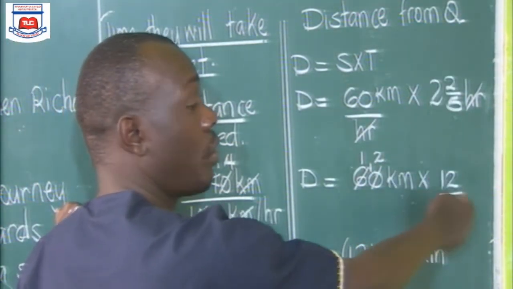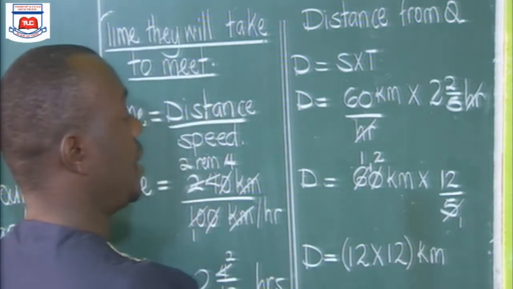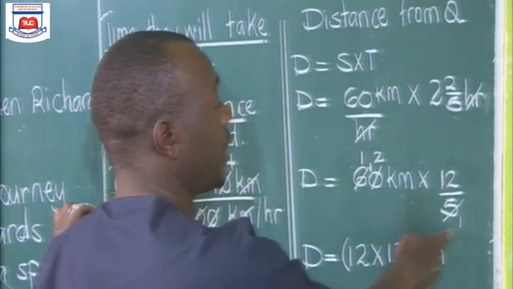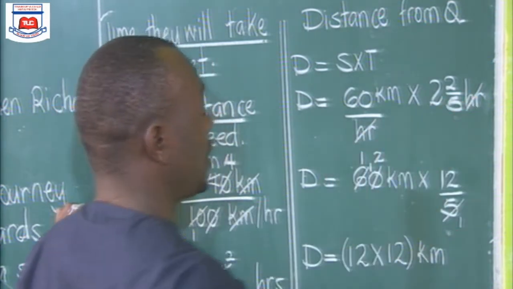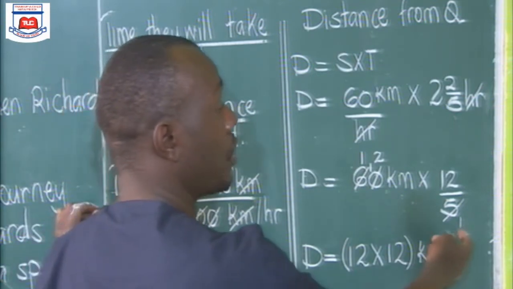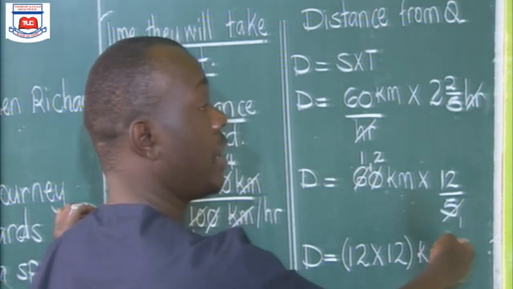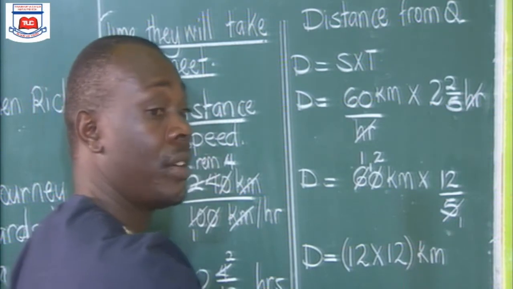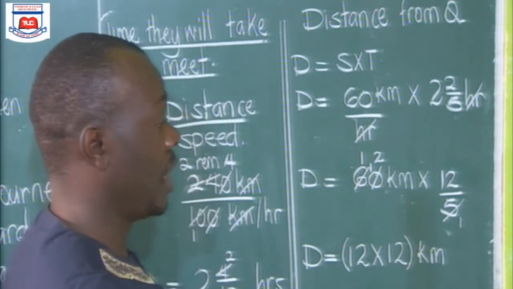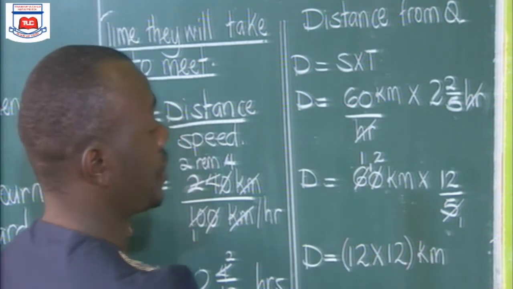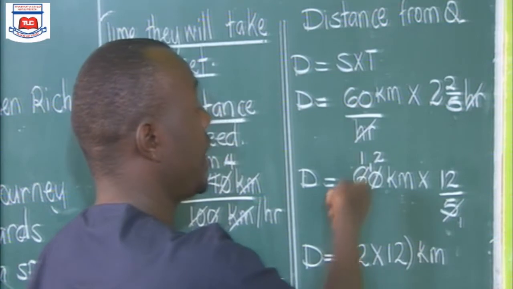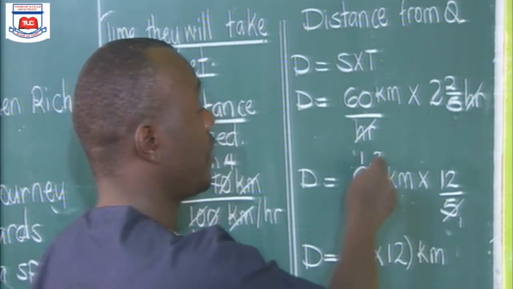That's why I've got 12 over 5. Now, we've got 60 kilometers times 12 over 5, having cancelled off the hours, so the distance remains to be measured in kilometers. Now, we are going to divide by 5. Remember, in multiplication of fractions, you are only allowed to divide in this regard if you have only that multiplication. So, 5 goes into 5 once, then 5 into 12 is 2 remainder 2, and 5 into 10 is 2.